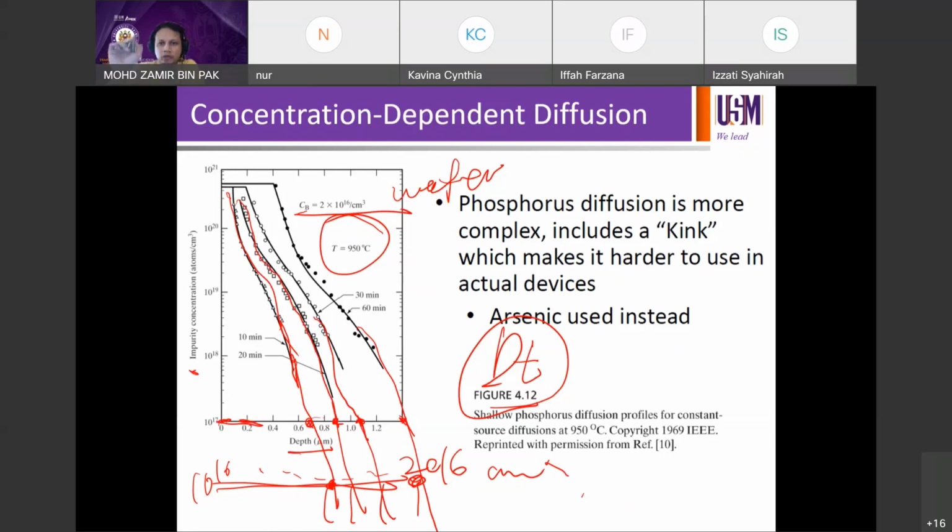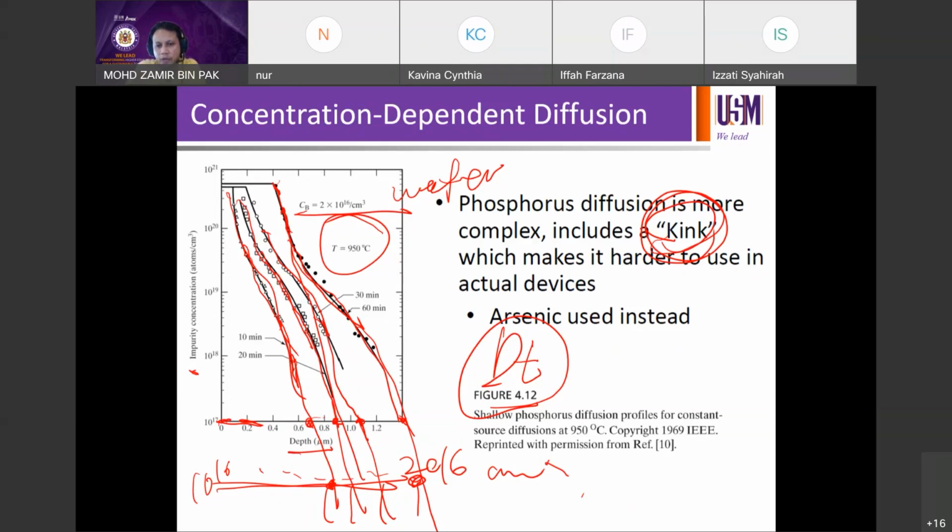Phosphorus diffusion is more complex, it includes a kink. What is a kink? The kink is the corner. It doesn't go down straight, there is a corner, then goes down, like that. The kink has a turn, a bit of a soft turn. This is the kink, so it's not going straight like that. But it has a kink. This is the kink that we mean, which makes it harder to use in actual devices.